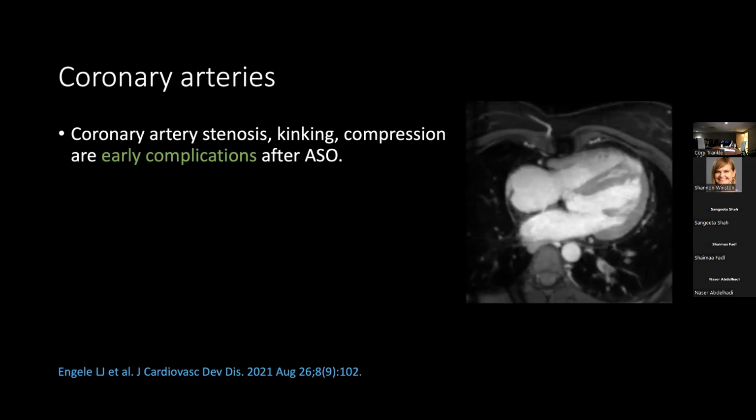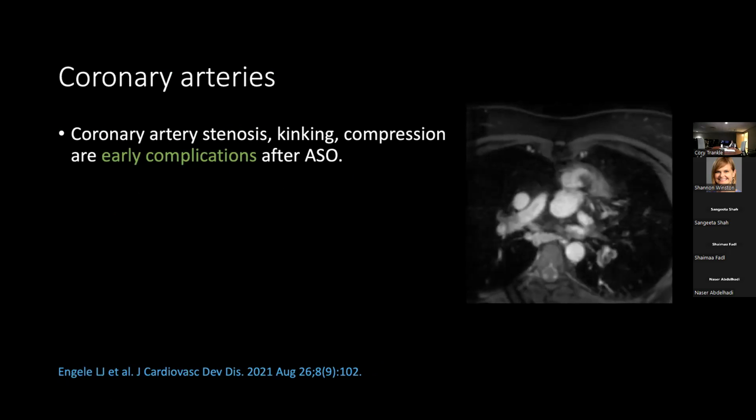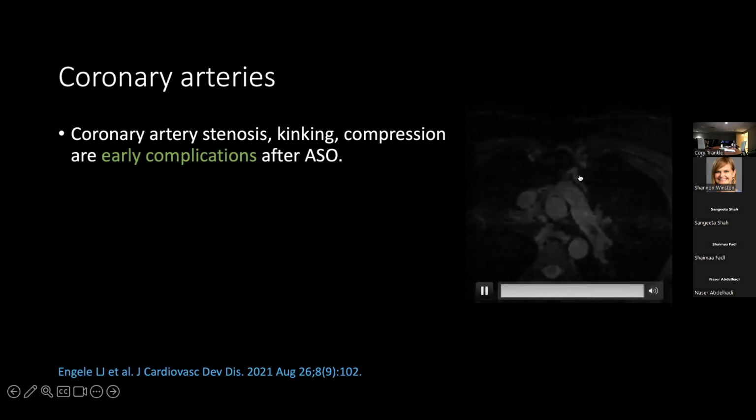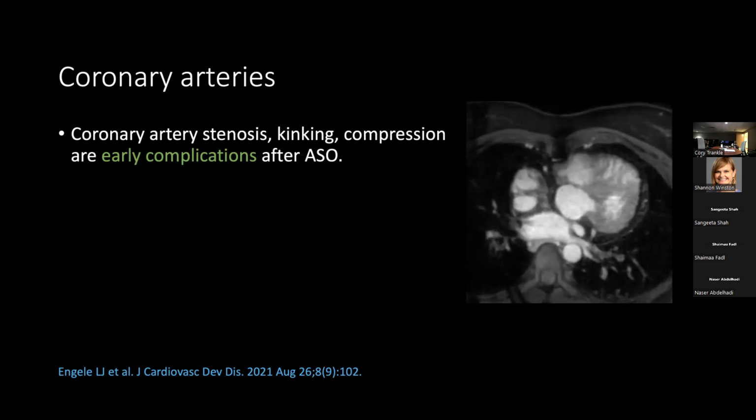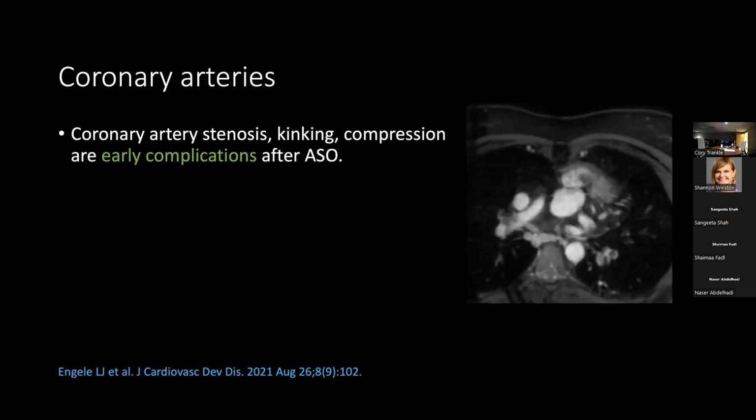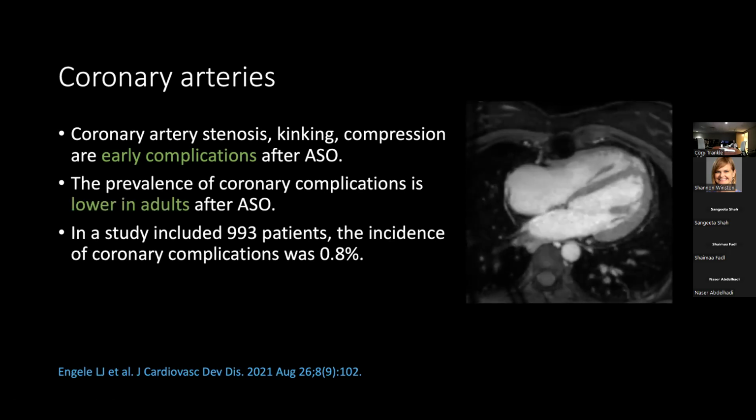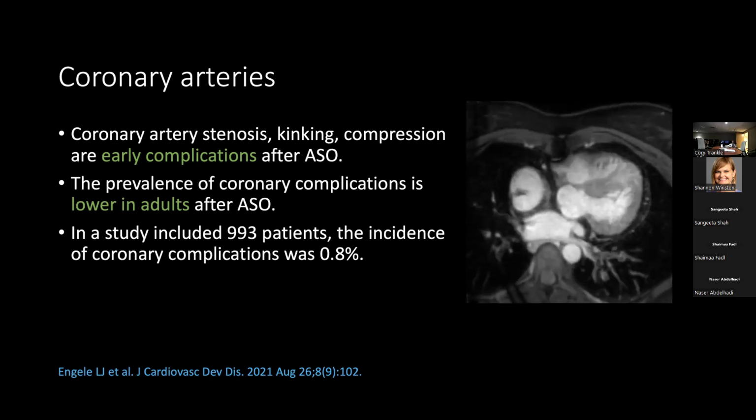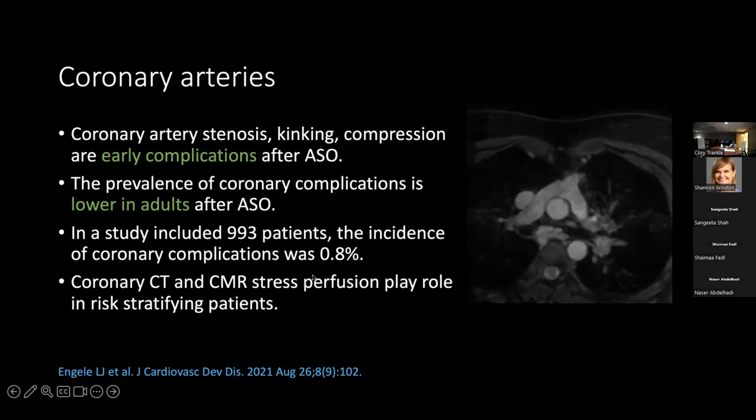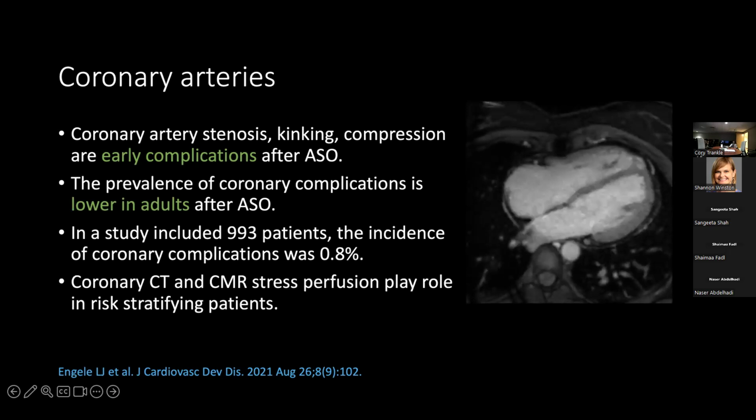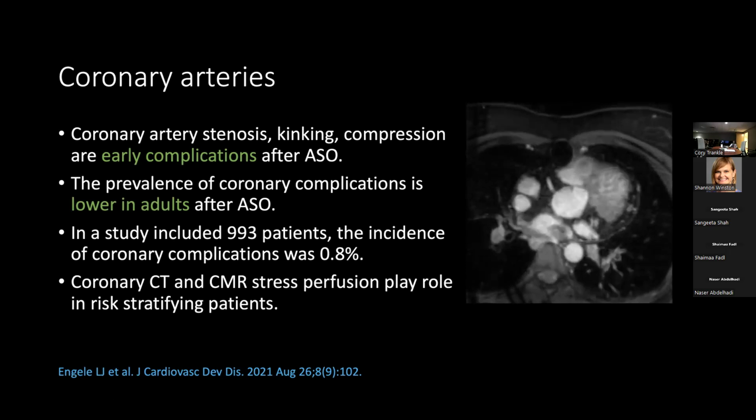The other complications include coronary arteries. Coronary artery stenosis, kinking, compression can happen since there are lots of maneuvers, you are reimplanting the coronaries, there is a new aorta dilation, some compression of the coronaries may happen, and acute angulation of the reimplanted coronaries may happen. But the prevalence is lower in adults. The complications are lower in adults. The incidence may reach 0.8% in adults. Coronary CT and cardiac stress perfusion studies play an important role in evaluation of ischemia.